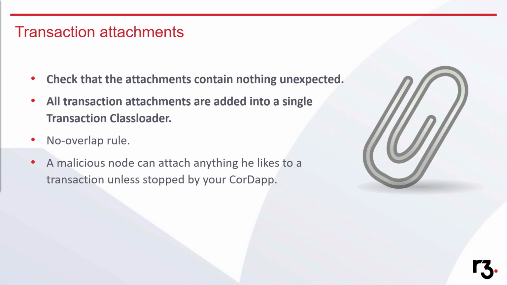So the lesson is to check that attachments contain nothing unexpected. You can do that because you have access to the ledger transaction attachments field. So you can check that it's only your jar and the jar of the contract you want to exchange with. So you can whitelist what you know is safe. This is because all attachments are added into a single class loader, and that might be a cause of some attacks. Corda has a no overlap rule, which means that an attacker cannot override your class name. But there's other behaviors that might happen.